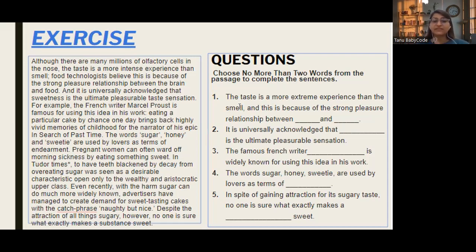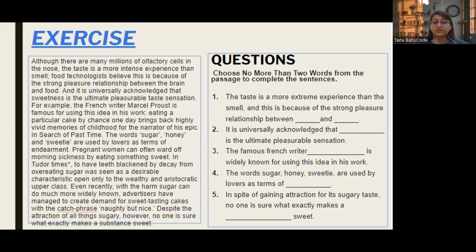While reading the paragraph, I came across the very first answer, which is in the second line. The taste is a more intense experience than smell. Food technologists believe this because of a strong pleasure relationship between the brain and food. So I got my first answer: brain and food.